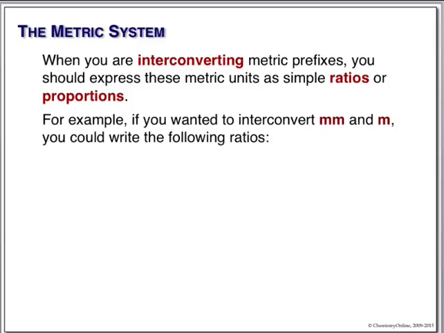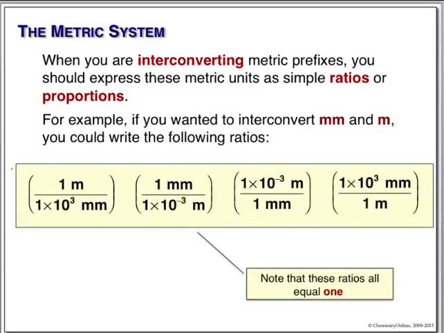For example, if we wanted to convert between millimeters and meters, we could write simple ratios that relate a meter, that's 1, and a millimeter, that's 10 to the minus 3. We could say 1 meter is the same as 1,000 millimeters. We could say 1 millimeter is the same as 10 to the minus 3 meters. That's the ratio we had on the previous slide. And we can flip these upside down. Why can you flip it upside down legally? Because these ratios are all 1. So you can flip it any way you want.